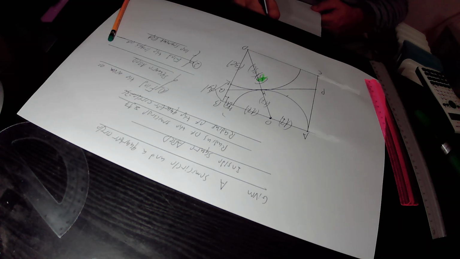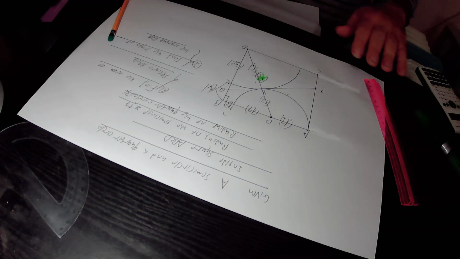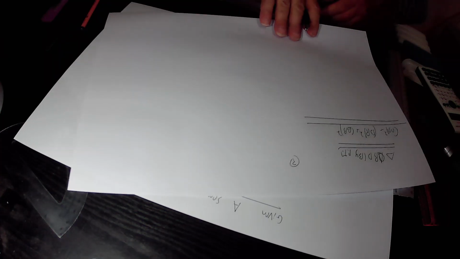Here is the version of the Pythagorean theorem. So according to the Pythagorean theorem, in this right triangle OBD, the following equation holds: OD squared, that is the square of the hypotenuse, equals DB squared plus OB squared.